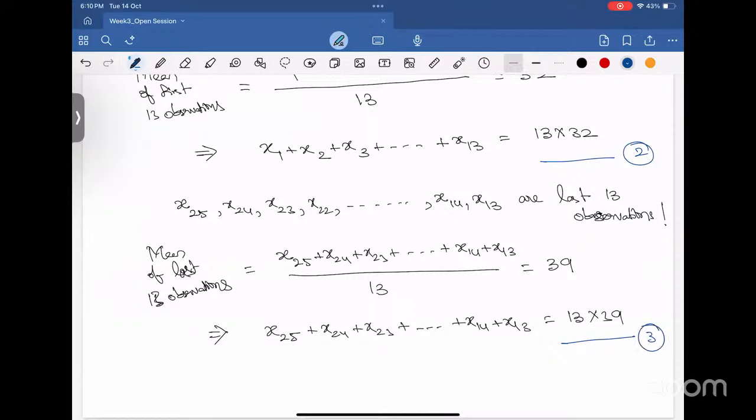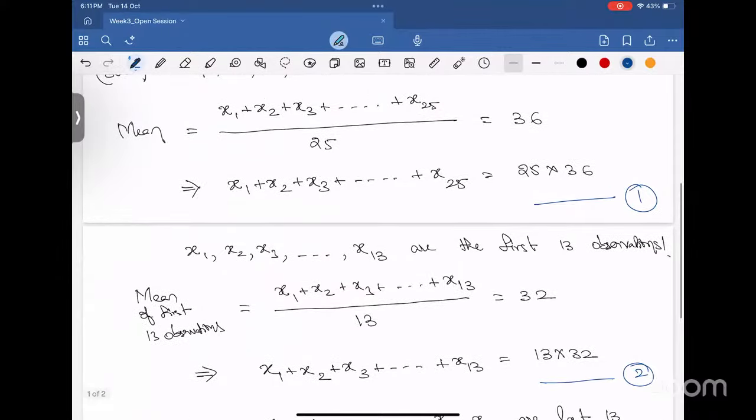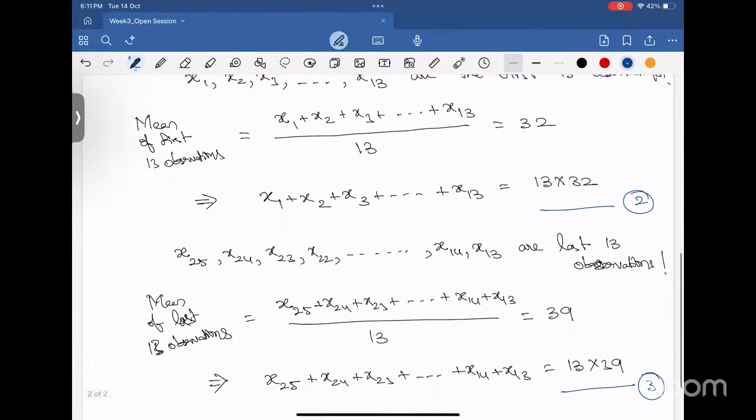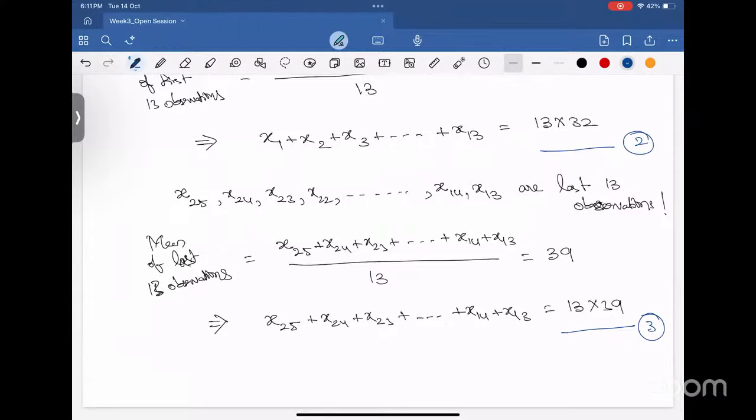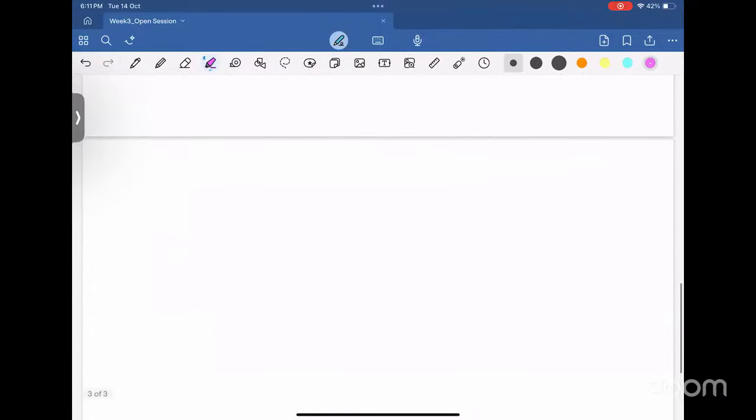Just number this equation as 3. So now we have 3 equations with us. One is the sum of all the 25 data points. In the second equation, we have the sum of the first 13 observations. And in the third equation, we have the sum of the last 13 observations. So from here, we need to find the 13th observation, x13.